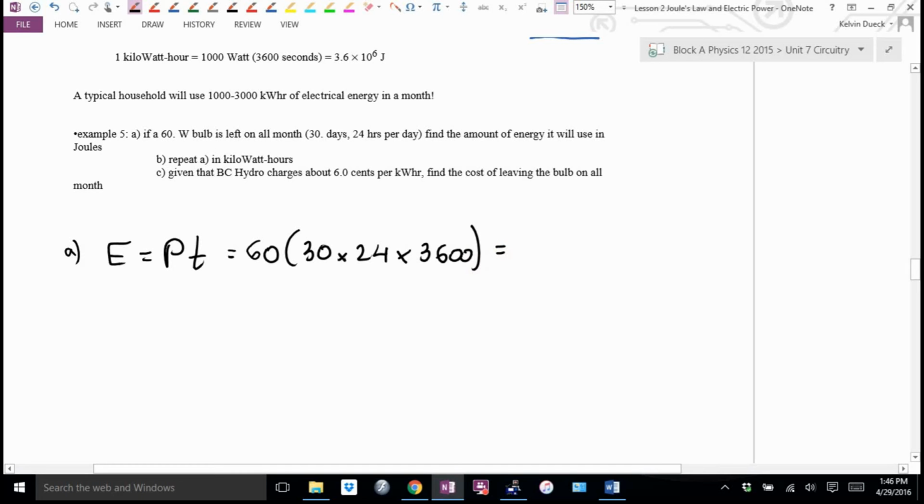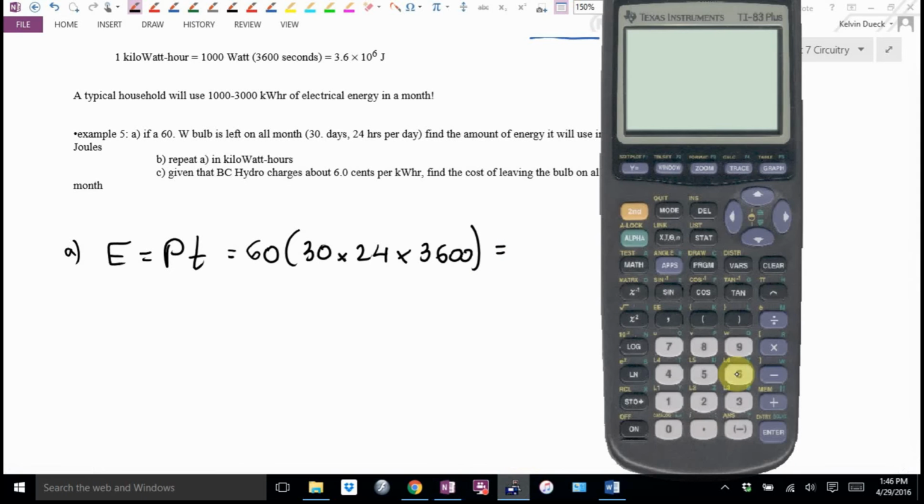How many joules of energy? This is one bulb. And you get answers that are so big. This is why BC Hydro doesn't bill you in joules. That's one bulb. So add that up for a whole household. It's 155 million joules for one bulb. You'd be getting bills in the billions or even trillions of joules. And we don't deal well with those kinds of numbers. But let's write it down.